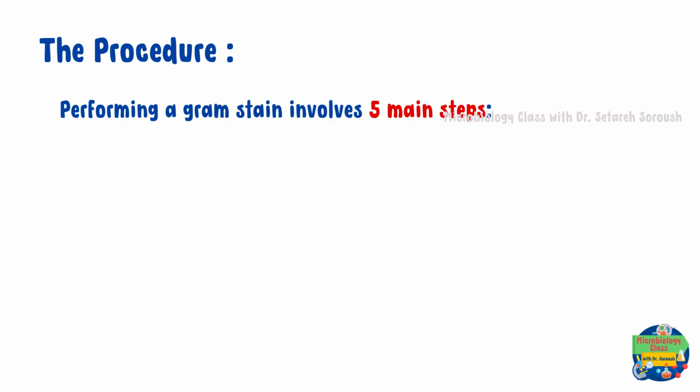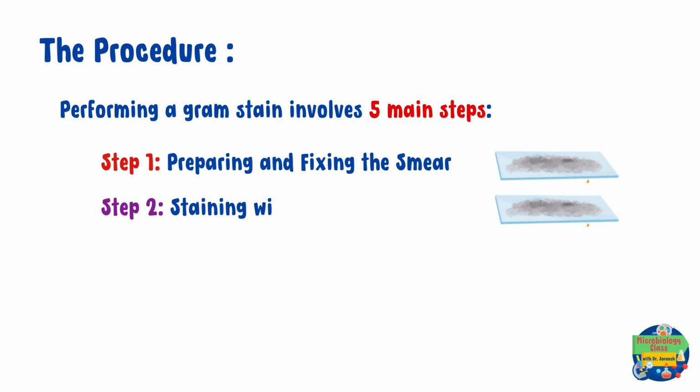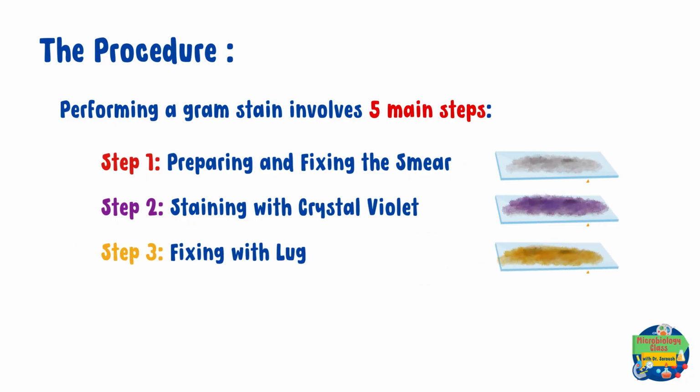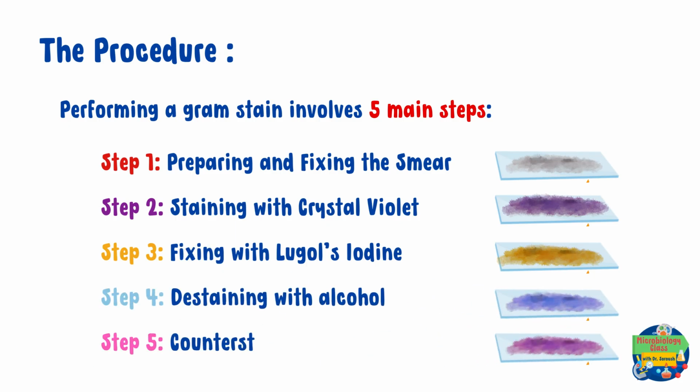The procedure. Performing a gram stain involves 5 main steps, each of which is essential. Step 1, preparing and fixing the smear. Step 2, staining with crystal violet. Step 3, fixing with Lugol's iodine. Step 4, destaining with alcohol. Step 5, counterstaining with safranin.